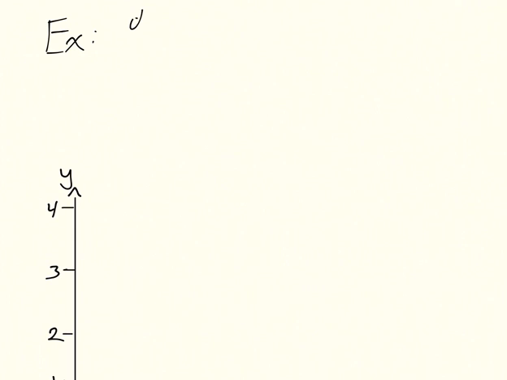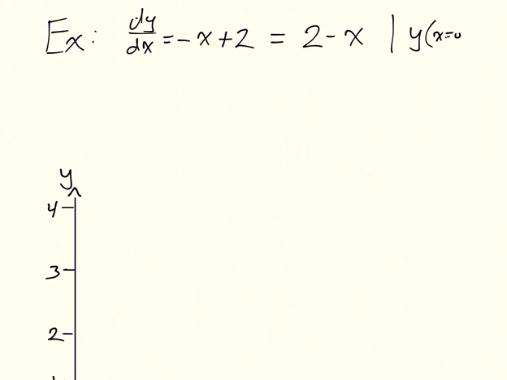So I'm going to look at an example where our differential equation is going to be dy/dx is equal to minus x plus 2, which, let's write in a slightly different form. Let's just say that that is 2 minus x. That's our differential equation. dy/dx is 2 minus x. And we also have our initial condition, y at x equal to 0 is given by 1. So we know that our solution goes through the point 0, 1. And with that, we want to find our solution.